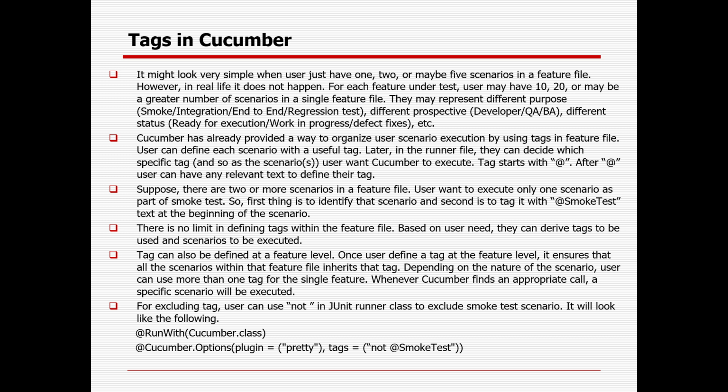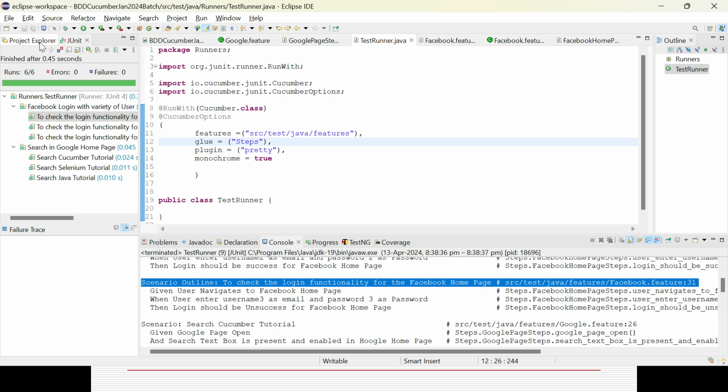Next one is tags. You already learned this in TestNG, right? Some tagging is there, a concept called group. Similarly, I can use tags to group things. Suppose I have 10 scenarios, but some are for smoke, some for sanity, some for UAT, some for E2E, some for functional, all this stuff. So what we'll be doing is giving some tag.